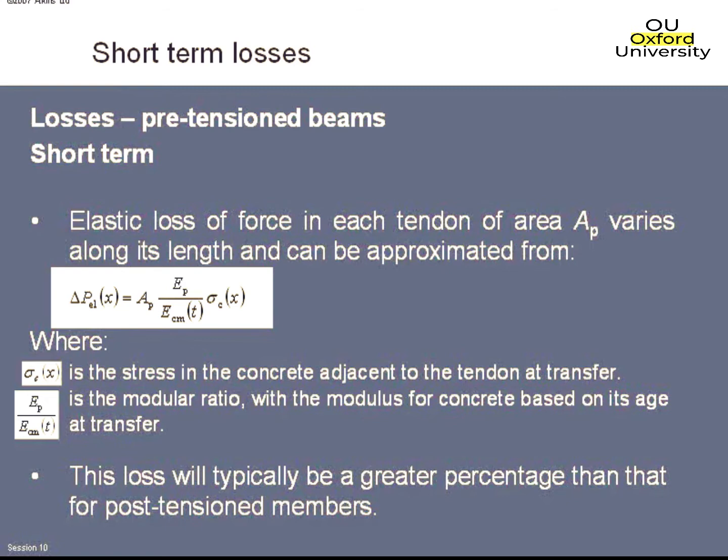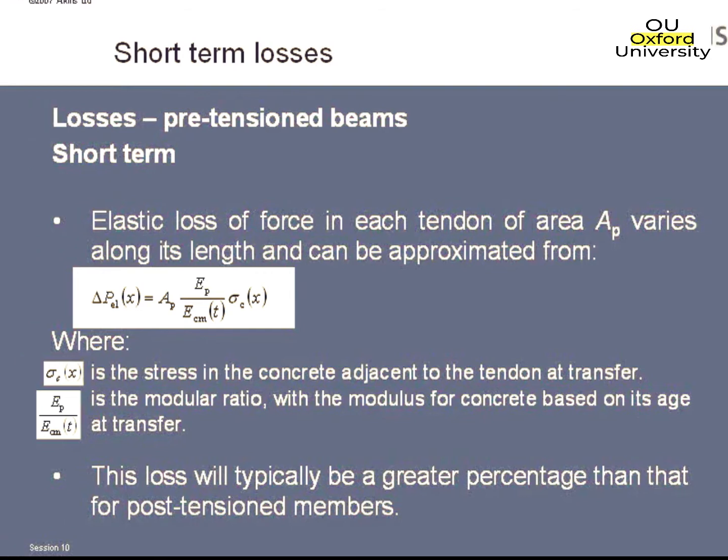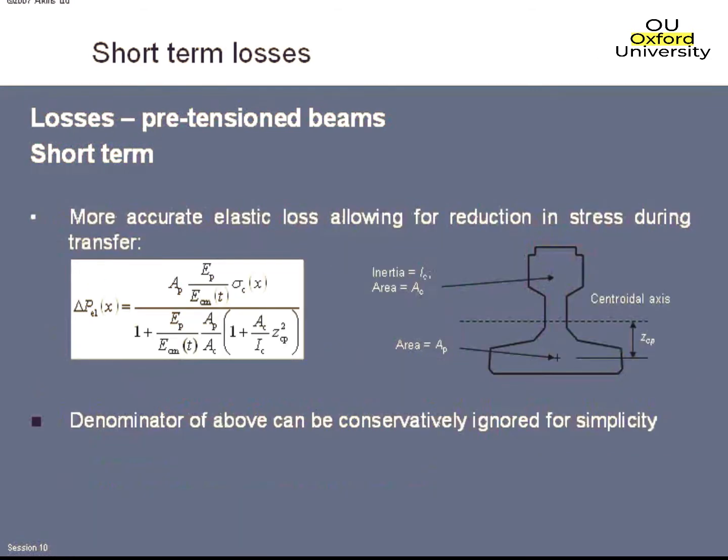And sigma c of x is defined as the stress in the concrete adjacent to the tendons at transfer, so that needs to include all the loads actually acting on the beam at transfer. It's not necessarily just the pre-stress, but it will also be the dead load of the beam itself that it's picking up. That simple equation is what's given in the code.